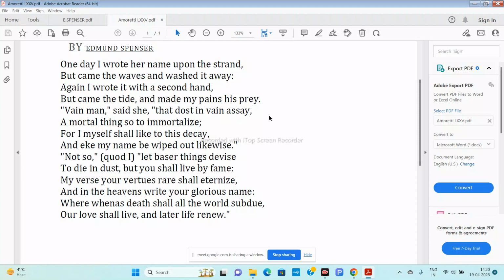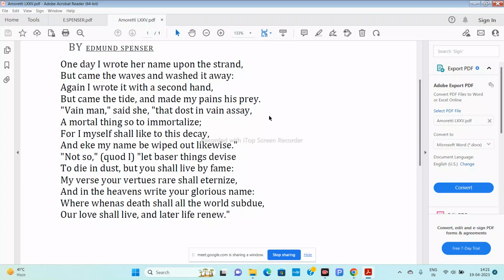For I myself shall like to this decay, and eke my name be wiped out likewise. So the beloved says here, I myself shall be dead. I will die after some time, and because I am mortal, my name also will be wiped out likewise. So my name will never be mentioned again. It will be forever gone, gone forever.